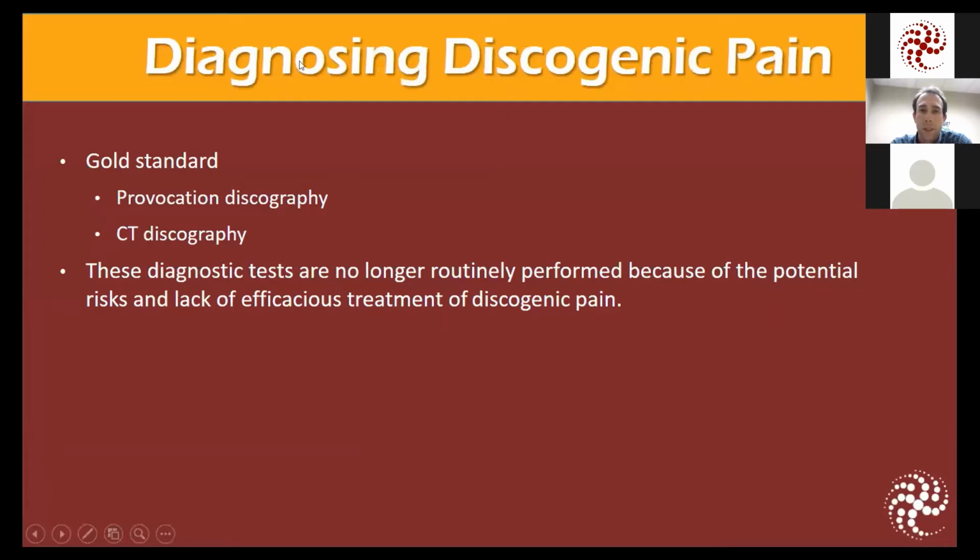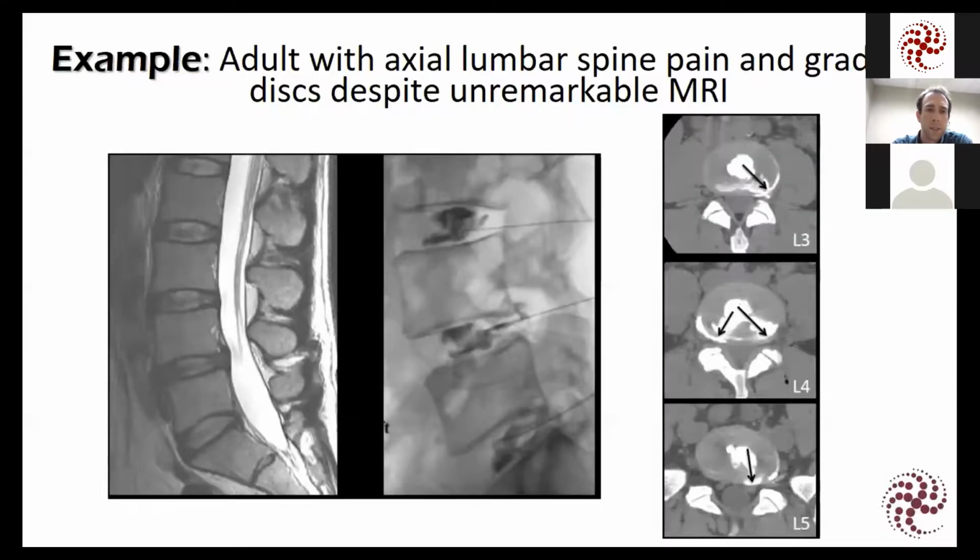Now, the only way to diagnose this internal disc disruption is actually with two tests that aren't often done anymore, because they are kind of risky. And unfortunately, we also don't have a great intervention to cure discogenic spine pain. But this next slide will give you an example of what that is.